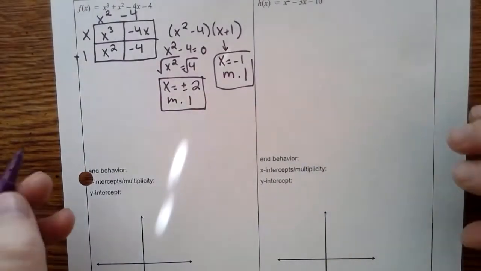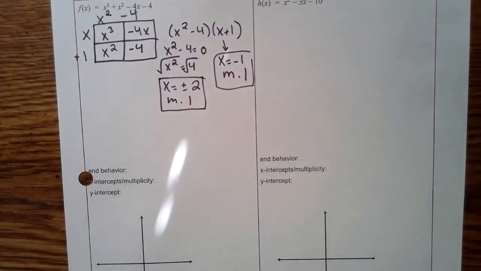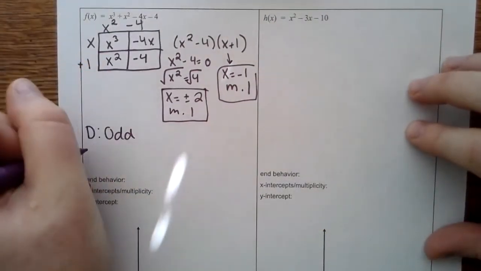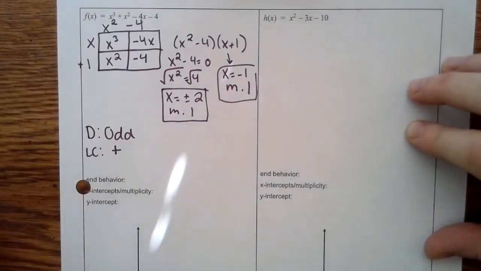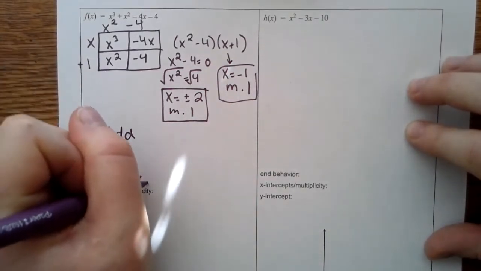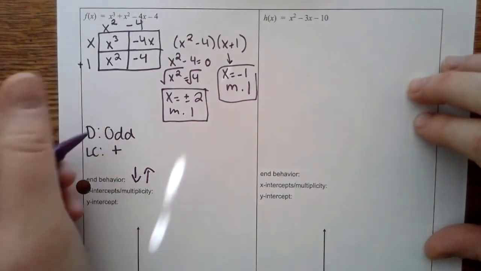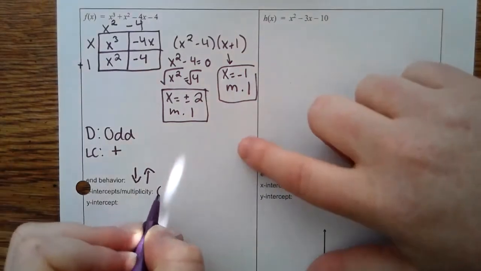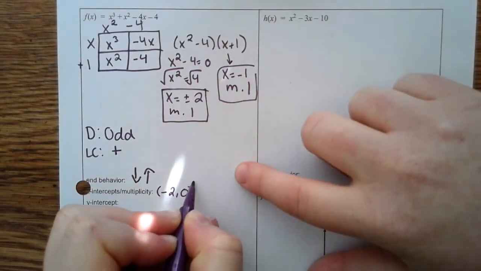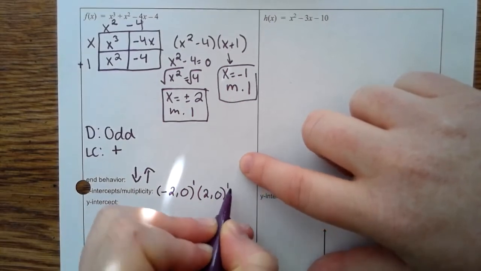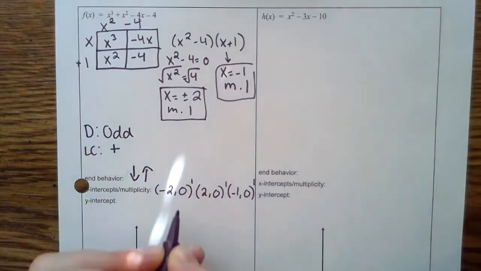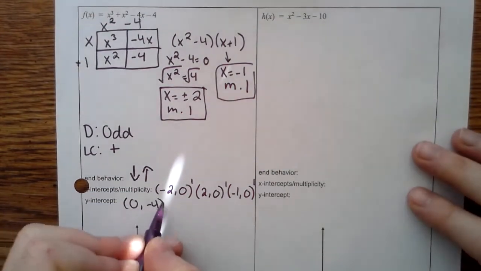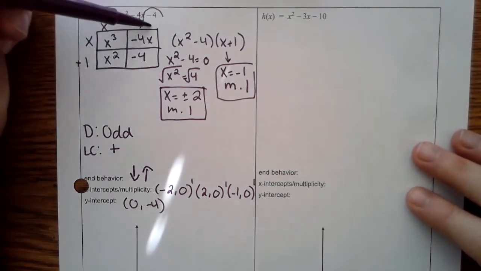End behavior. Well, my degree is odd. My LC is positive. Odd positive is down, up. That's from lesson 1. So if you're still confused on this, please sign up for office hours. Intercepts and multiplicity, well, we just found that here. We know it's going to be at -2, 0, multiplicity 1, 2, 0, multiplicity 1, and -1, 0, multiplicity 1. I like to mark them here. It's just easier. My y-intercept is going to be 0, -4, and I got that because of that -4.